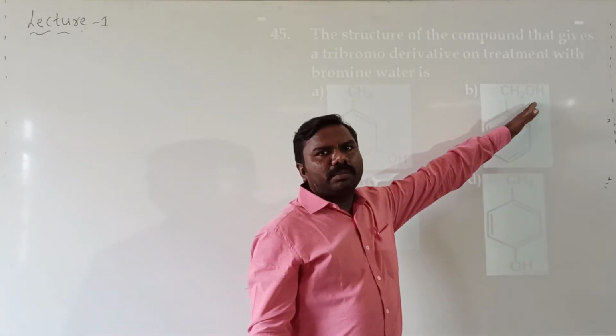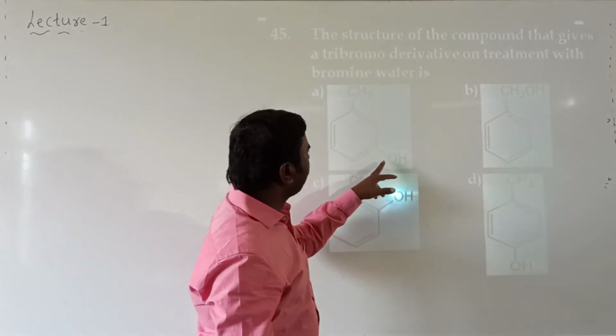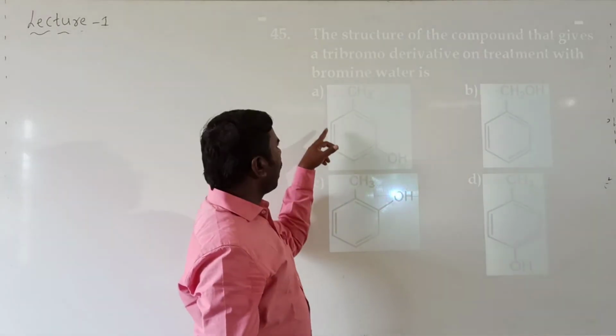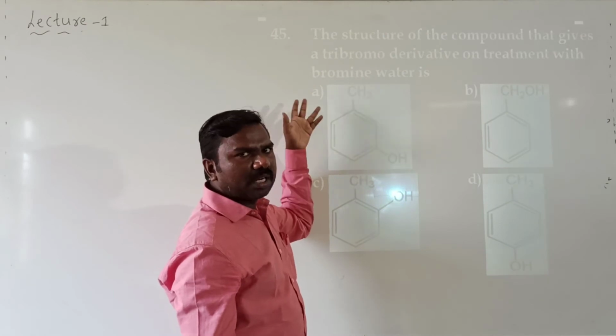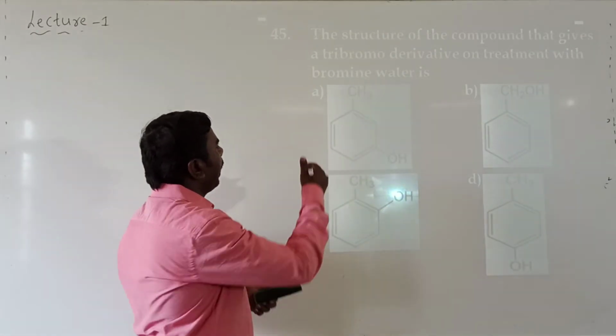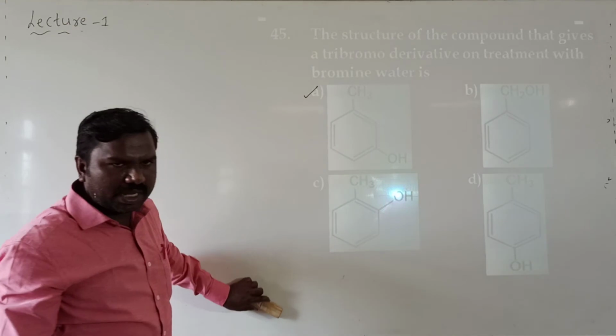Here, only this one forms the tribromo derivative, yes, here it is possible. 2 ortho and 1 para, all are free positions. That's tribromo. No need to take the rest, directly you can say the answer. Yes, option A is correct.